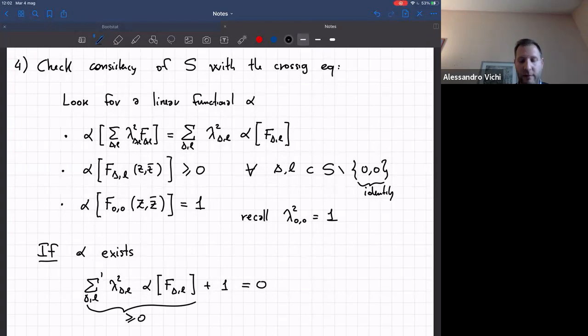It means that there is no choice of the OPE coefficients that allows us to satisfy this condition. So the spectrum that you have chosen cannot possibly fulfill this crossing equation. Of course, this is if you manage to find alpha. If instead your spectrum was a quote unquote good one, then you won't be able to find such a functional, and you cannot conclude anything. So the point now is to find an efficient way to check whether such a functional exists or not.